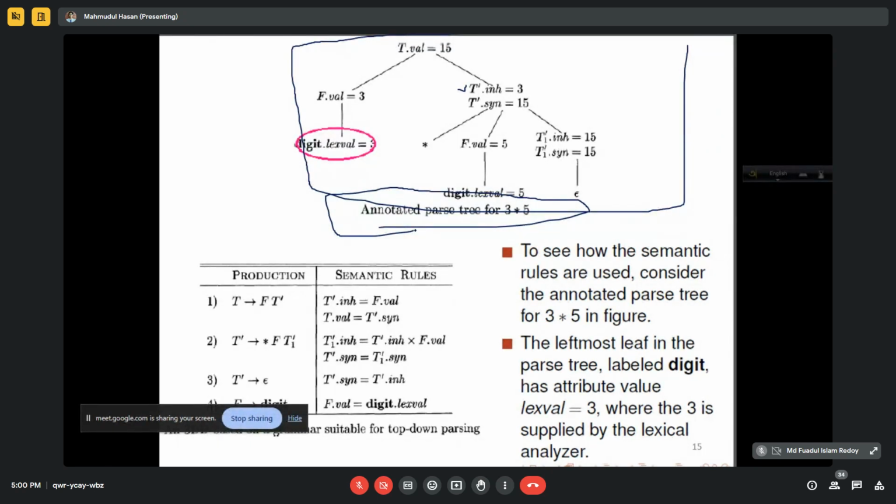Farshid, you can practice from the internet. Search for something like annotated parse tree with inherited attribute. Then you will get many examples. Then try to practice and solve those. Okay.